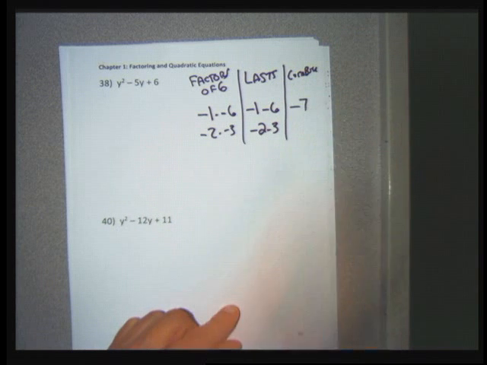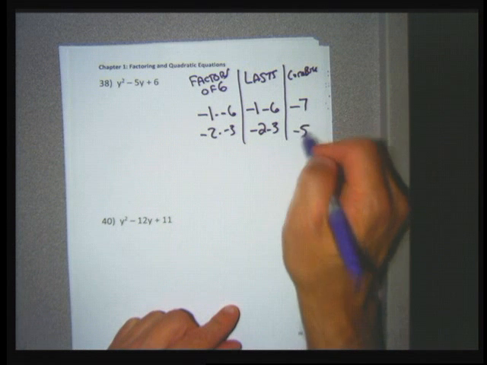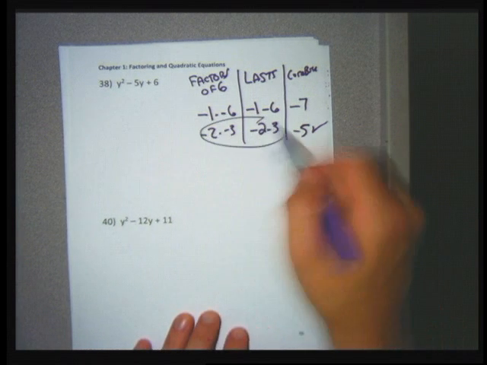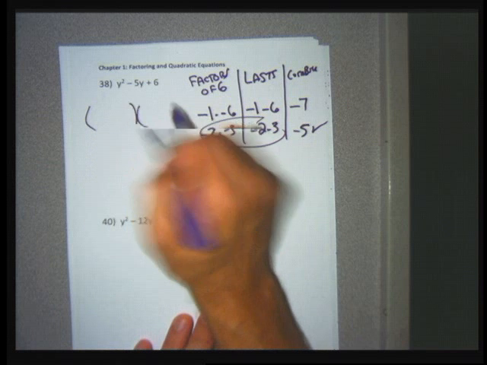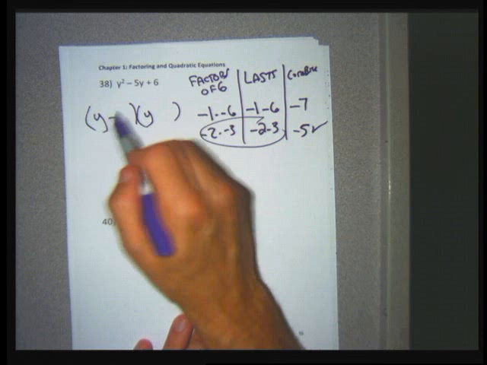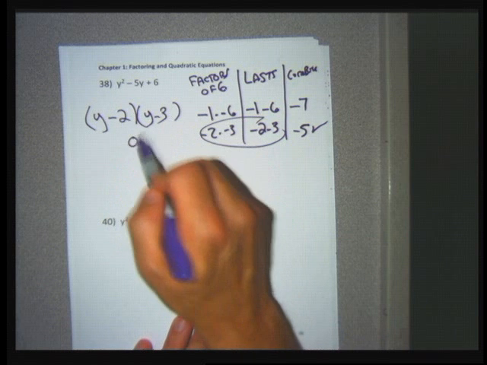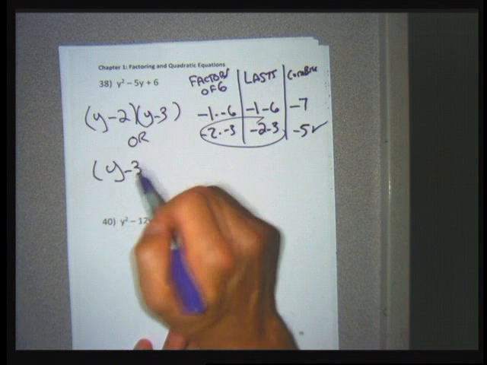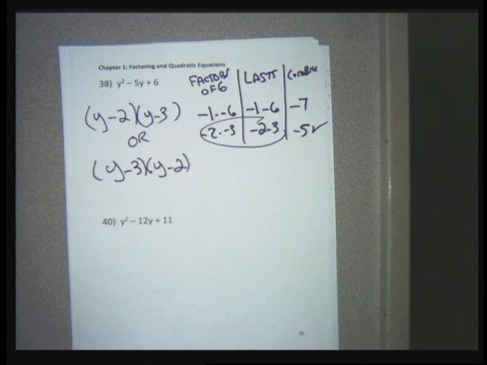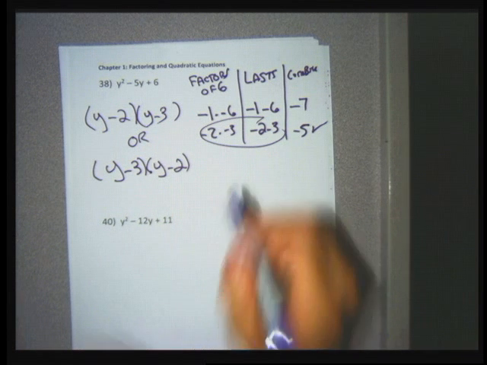-1 and -6 gives me a -7, because they have the same signs. I add them and keep them negative. The -2 and -3 gives me a -5, because again, when the signs are both negative, you add them and keep them negative. So I should be able to get my answer by using the -2 and the -3. I'm going to make two parentheses. I'm going to split the y up as the first, and my last can be a -2 and a -3, and it wouldn't be any better or any worse had you written -3 and -2. So both of those are answers, and they're both correct.